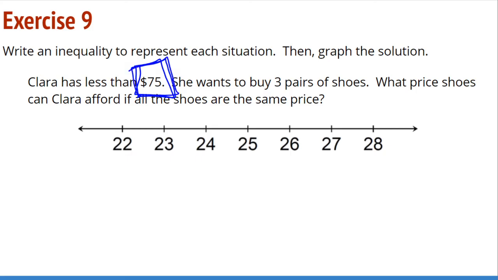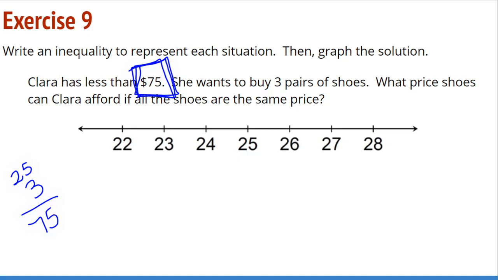Well, if I do 3 pairs at $25, and my brain went to 25 because I know that 3 25s make 75. If she does $25, she's exactly at $75. So 25 is not going to work.